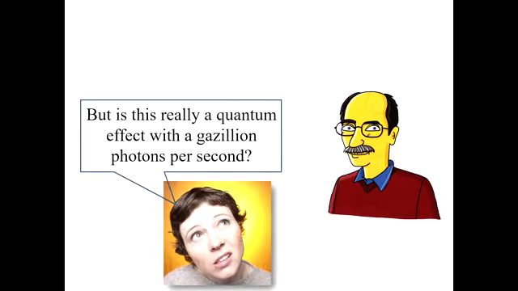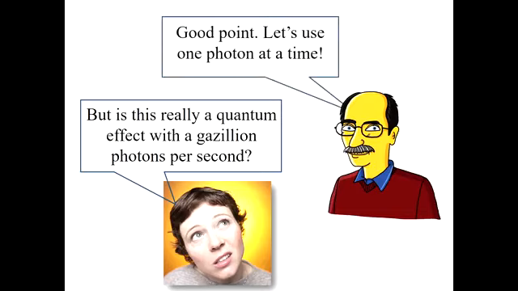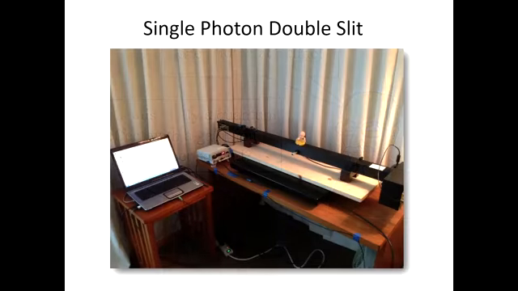So now a skeptic could say, but is this really a quantum effect, given that you're dealing with a gazillion photons per second with a continuous beam laser? To which I replied, that's a good point. Let's do the same experiment, one photon at a time. So we used a commercial system. It's a little over a meter long, and you can shoot a single photon at a time and then see whether or not you get interference with a double slit system. On the right end of that long chamber is a photomultiplier, and that's what detects the single photons.